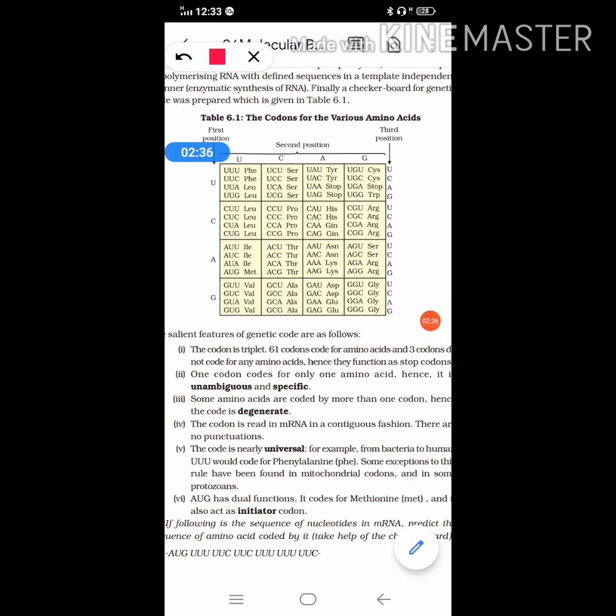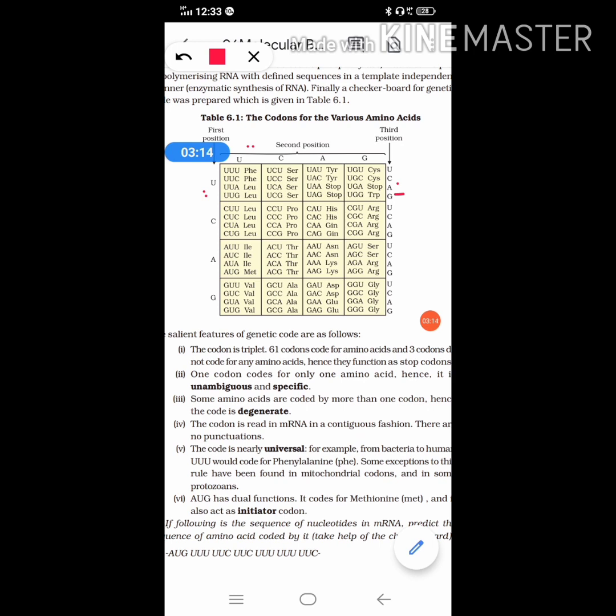Here you can see the first is U, the second is U, and the first one here is also U. So the first codon is UUU. Then how will you write the second one? First write U, then U, then C. So UUC. Next, the first is U, the second is U, and the third is A, so the third codon is UUA. And the fourth one is UUG: the first is U, the second is U, and the third is G.